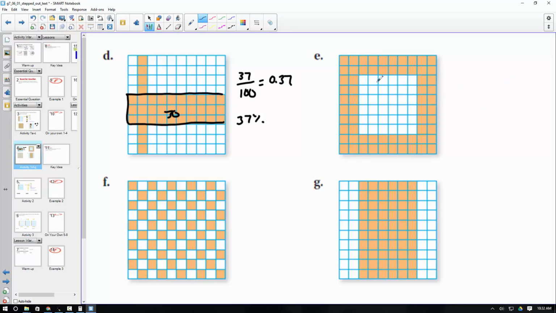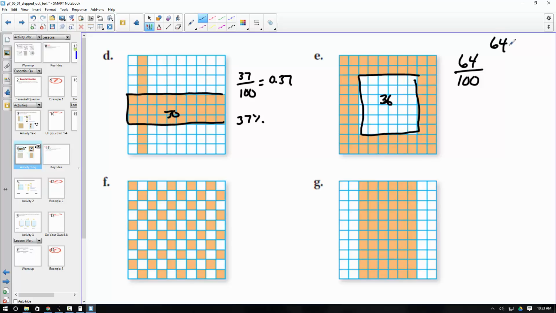This one here, we're going to take a different approach. So we know there's 100 pieces altogether. I'm just going to count the inside. So I have 1, 2, 3, 4, 5, 6 by 1, 2, 3, 4, 5, 6. So 6 by 6 is 36. For this inside, I know there's 100 altogether. So 100 minus 36. And what is that? 64. So I'll have 64 over 100.